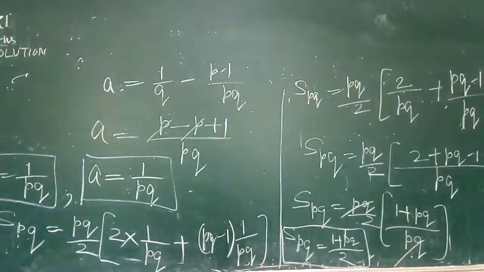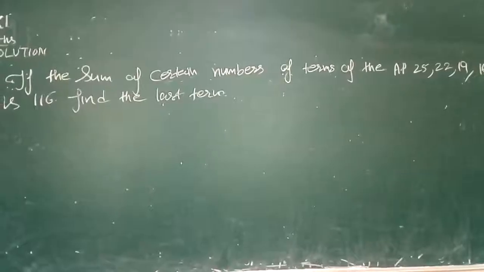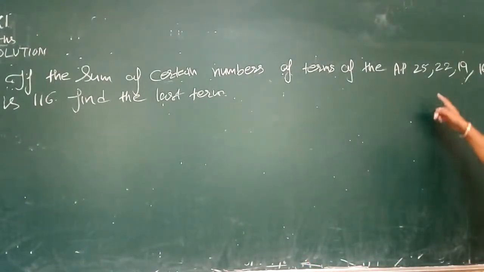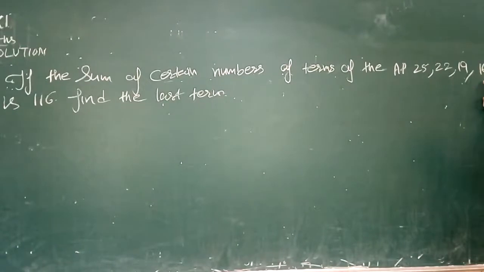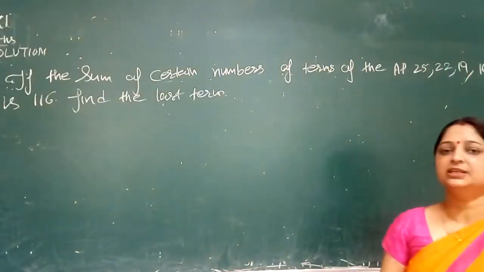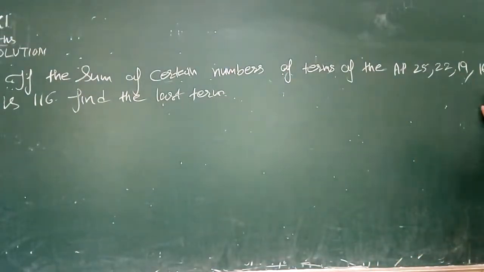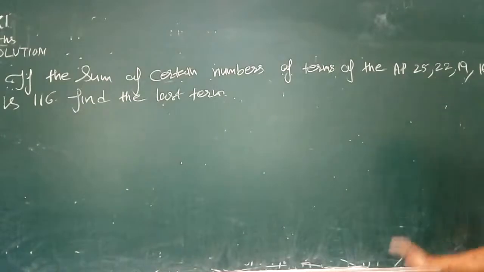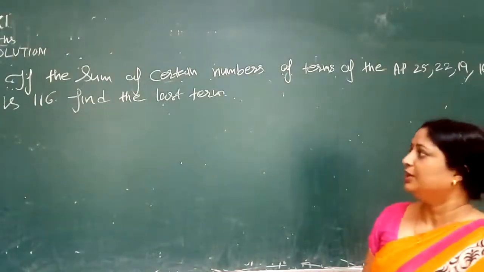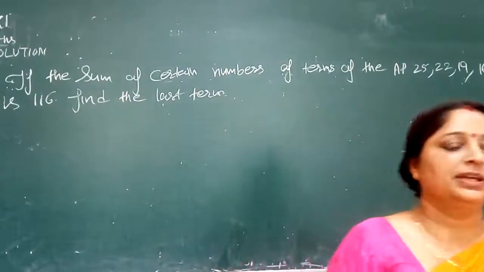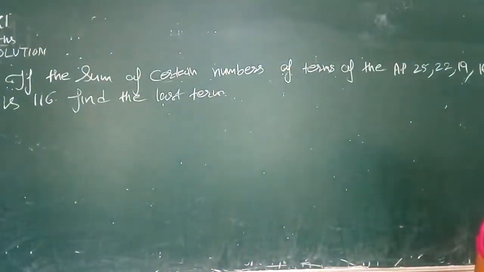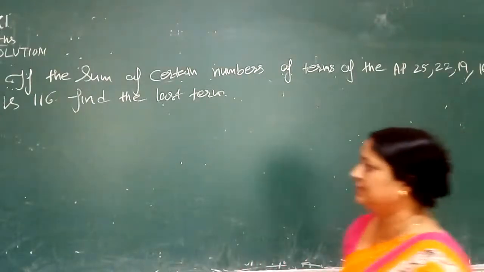Now we will start question number 6. In question number 6, the sum of a certain number of terms of the AP 25, 22, 19, 16, 13 is 116. It means the sum of the terms is given, that is 116. Now what is A? A is 25 here. Now we can find out the D also. Now you have to find out the last term. It means for the last term, first of all, we have to find out the value of n. After that, we can find out the last term. So let us start the solution.